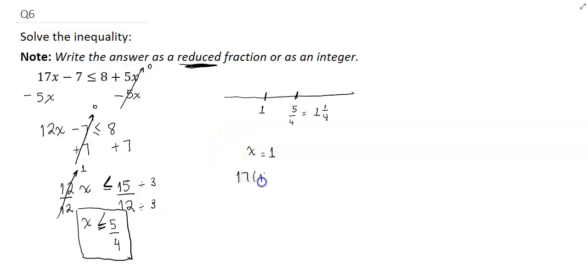17 times 1 minus 7. This is what number? 10. And then the right side is 8 plus 5 times 1. And this is 13. Is it true that 10 is less or equal to 13? Yeah, this is true. So it means that I found the right values for x that make the inequality a true inequality.